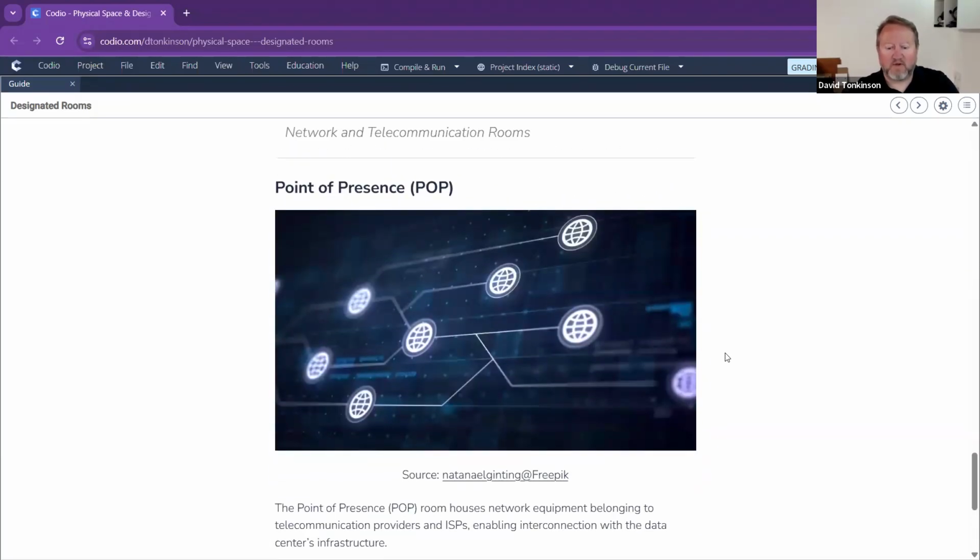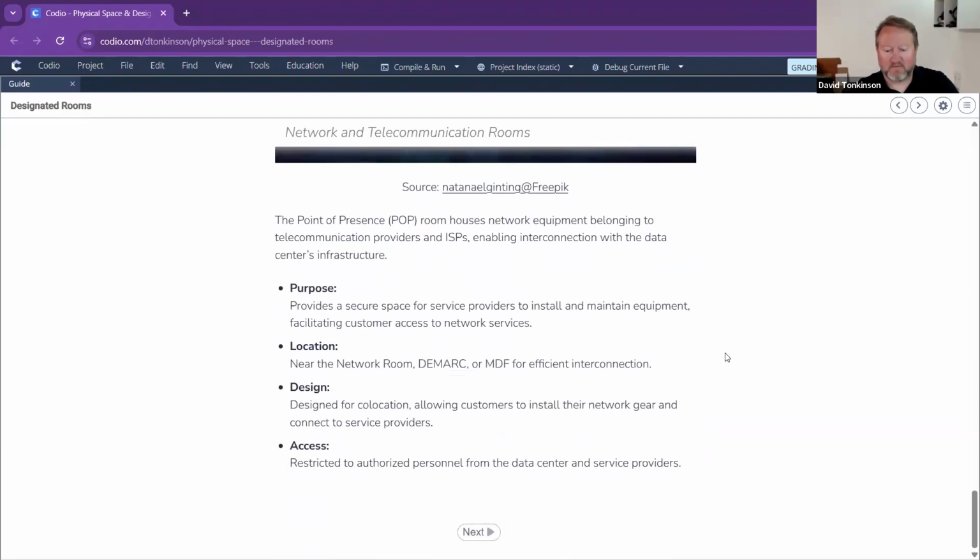So it is our point of presence, our POP location. This really houses the network equipment belonging to the telecoms provider, our ISPs, essentially within our demarcation area. So it enables interconnectivity with the data center's infrastructure. For obvious reasons it's located near the demarcation room and near our main distribution framework. And this is where we might have co-location as well.